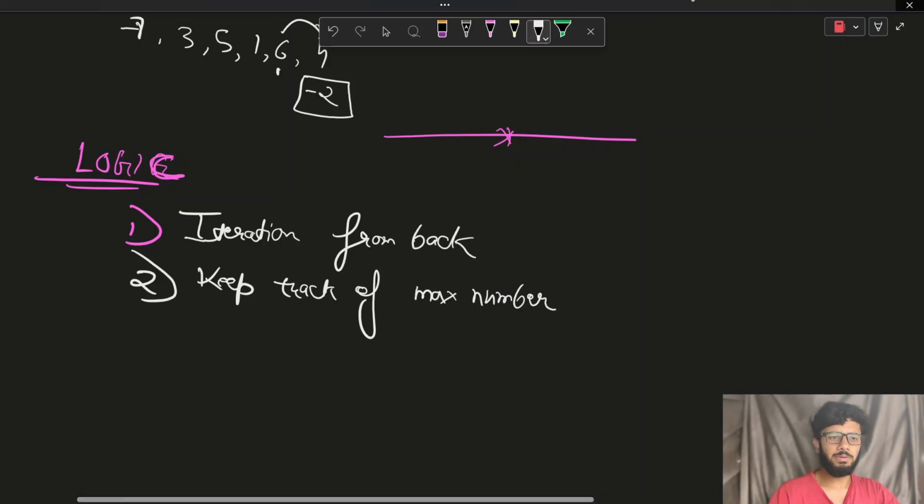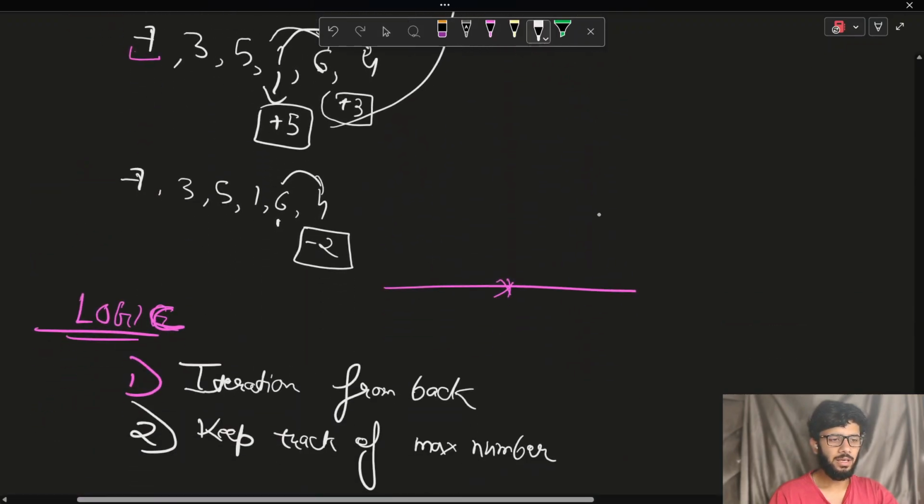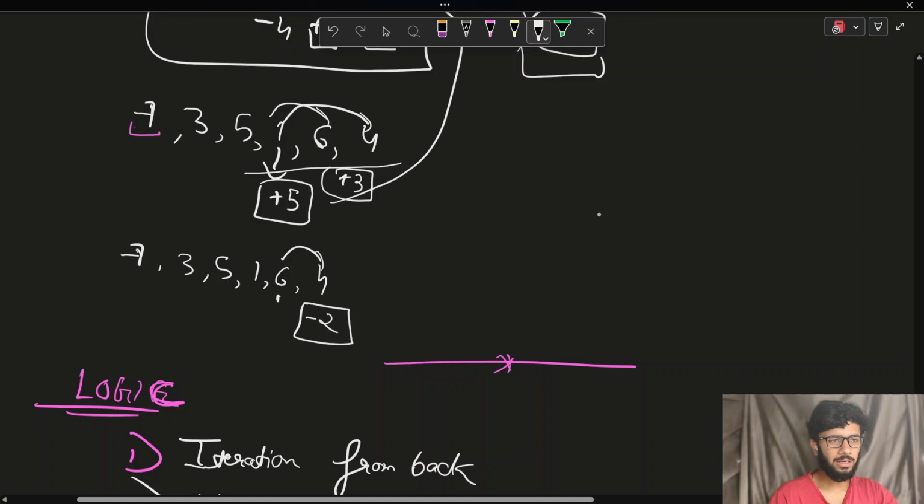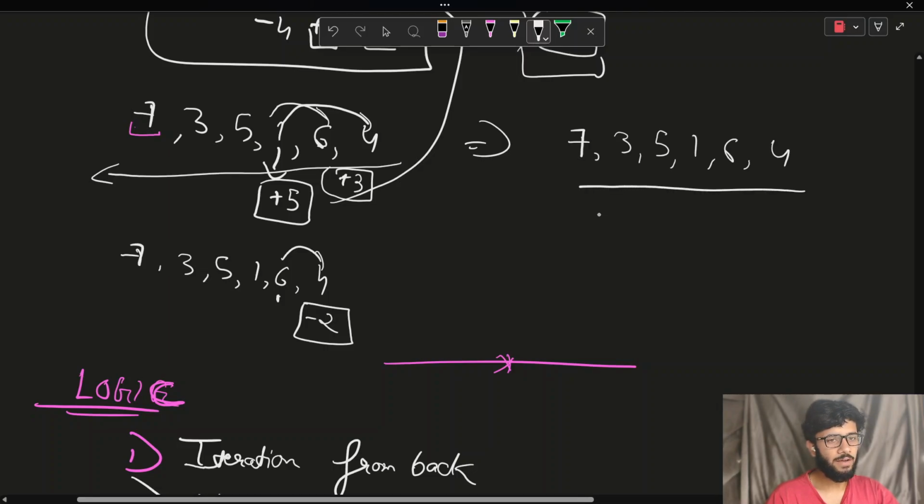So whatever is the maximum number, suppose in this array, first of all I have to iterate from the back, so I have to go in this way. If I write it here, it will be way more clear for you. 1 6 4. First of all, I iterate in this way, then I keep track of the maximum number which I can get. First 4 will be the maximum, so max will be 4. Then 6 will be the max, so I will write max equals 6.